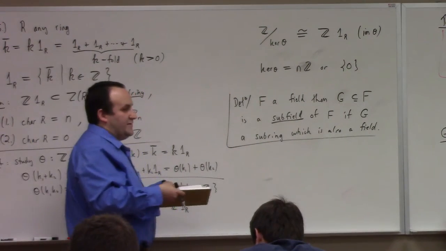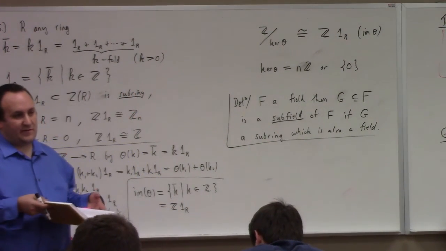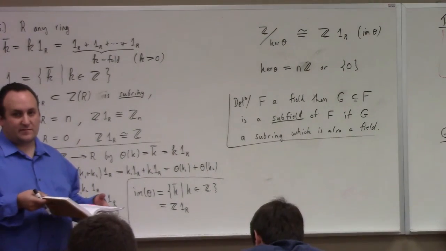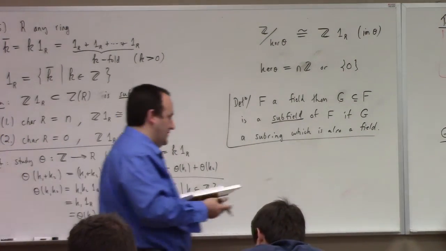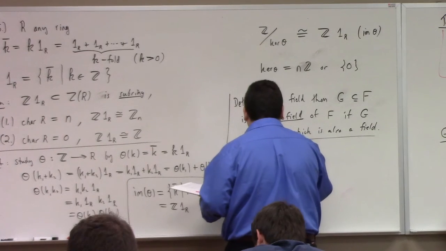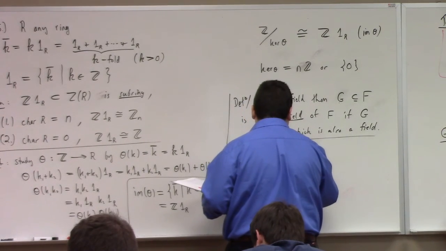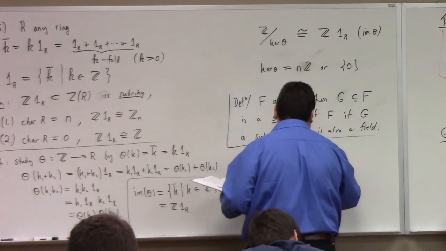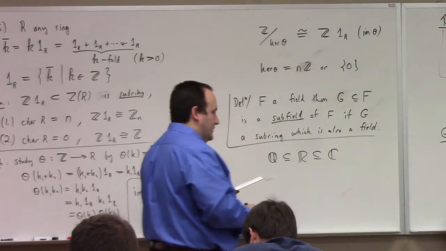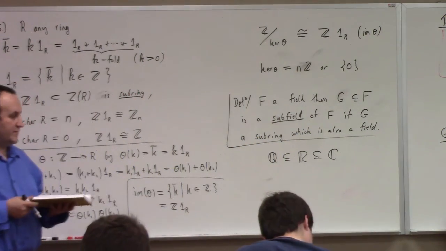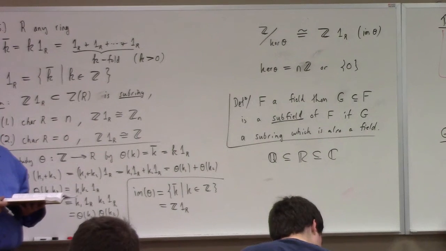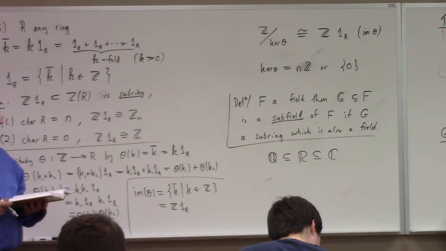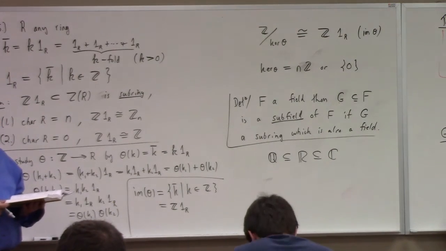So examples of subfields. We can view the reals as a subfield of the complexes, right? In fact, here's the usual story. Rationals, subset of the reals, right? Subset of the complexes. So the complexes are over the reals are over the rationals, with the usual identifications anyway. Q is a subfield of both.